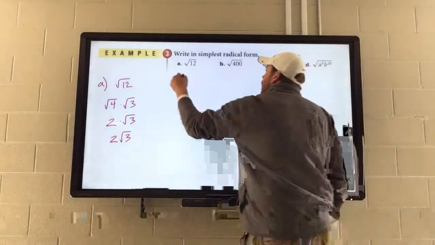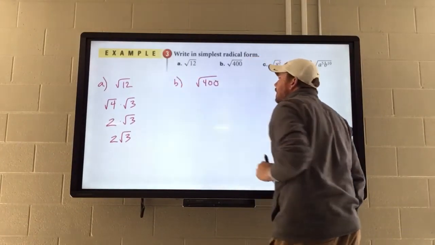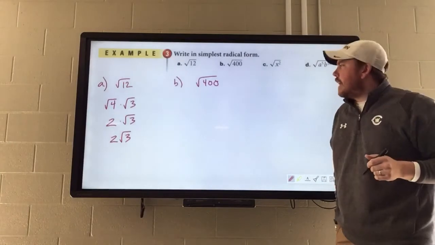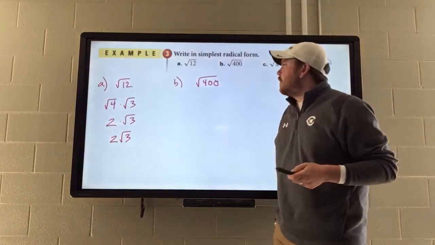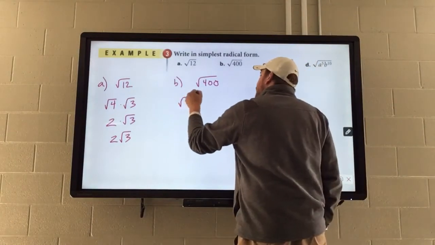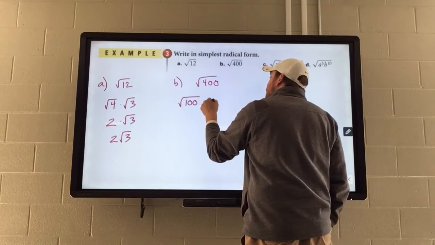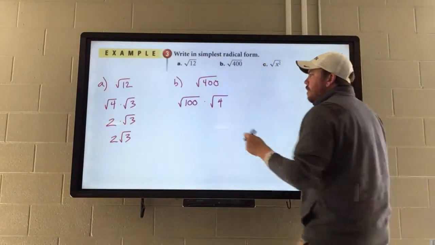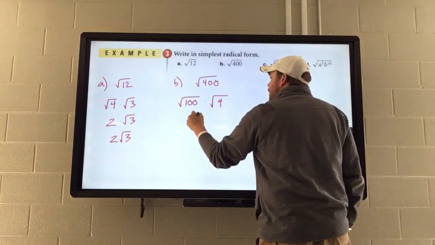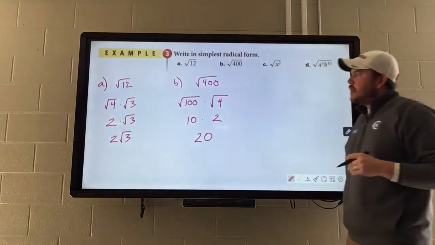How about part B? Hopefully you know that the square root of 400 is just 20. But let's say you didn't notice that. So you're thinking to yourself, all right, what is a perfect square that divides 400? Well, I know that 100 divides 400, so I can rewrite the square root of 400 as the square root of 100 times the square root of 4. Well, the square root of 100 is 10, the square root of 4 is 2, 10 times 2 is 20. So it's just another way to get to the same answer.